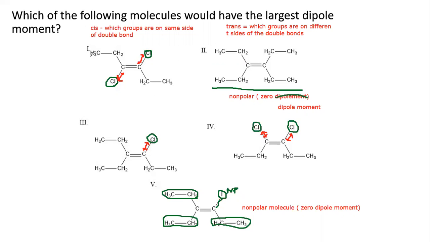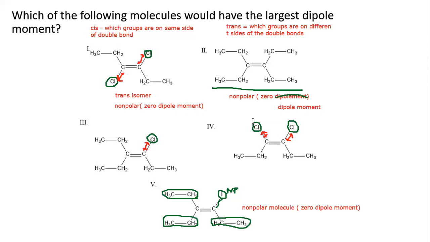Now notice here in number 1, this is called a trans isomer. The reason it's trans is because the chlorine groups are on opposite sides of the double bond. And notice that if we overlap these 2 dipole moments, the positive end of one will cancel out the negative end of the other. So whenever you have a trans isomer, these are nonpolar because they have a 0 dipole moment. So trans isomers have 0 dipole moments. They're nonpolar because the dipoles cancel out.